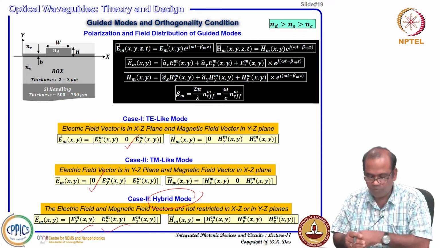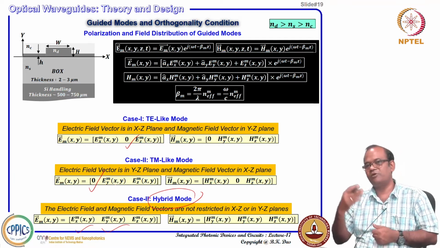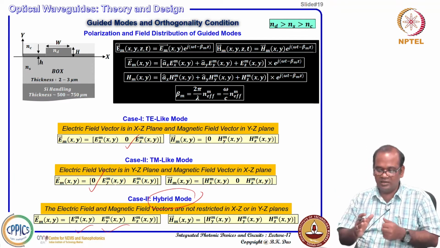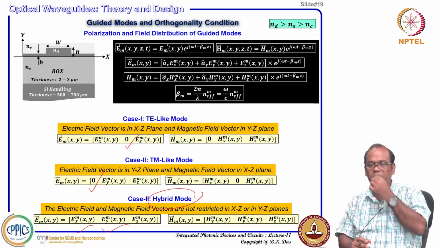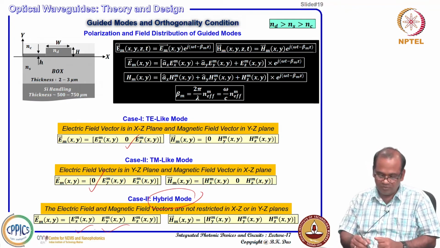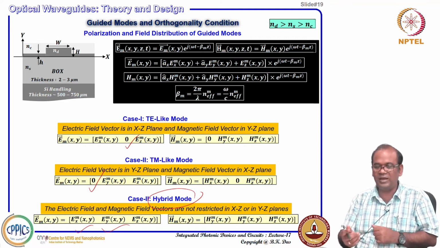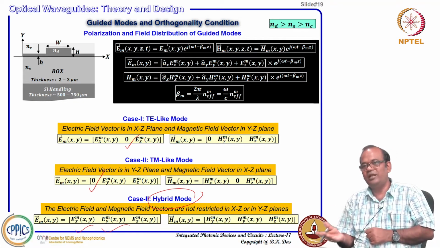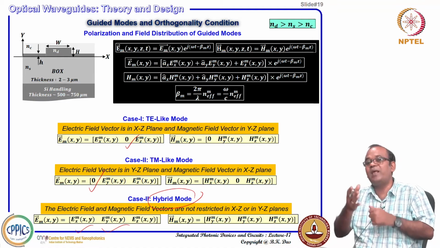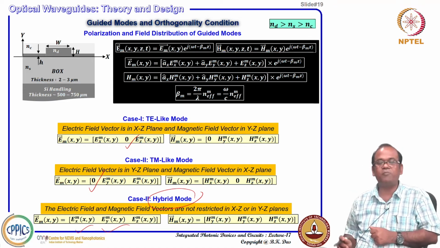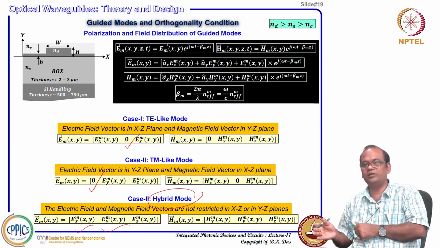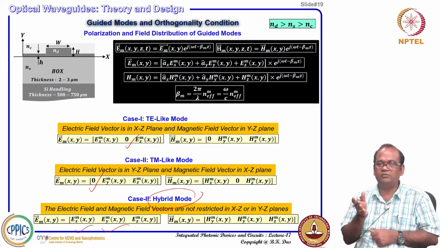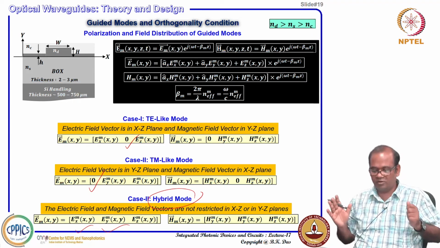And if both EX and EY components are there, EZ component has to be there in some way, and if EX and EY components are comparable, then we cannot classify it as T-like or TM-like mode. Electric field and magnetic field are no more in a plane. It has all three components, X, Y and Z component. It is not in either the XZ plane or the YZ plane. So, it is actually called hybrid mode.